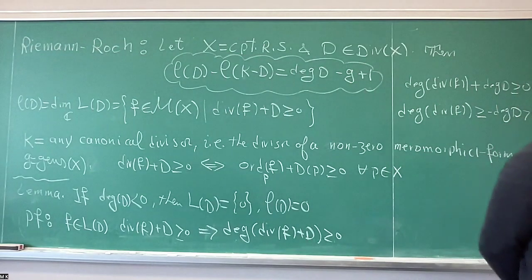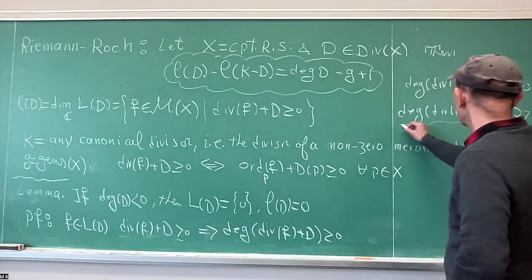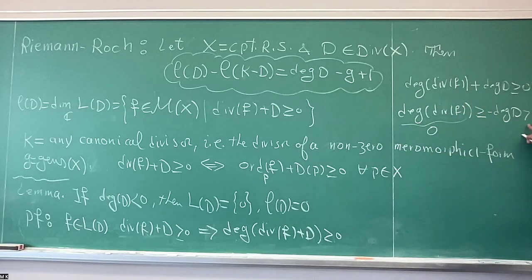Is that possible? Is it not always 0? The degree of divisor of any meromorphic function, we proved, actually we gave two proofs, that is 0. So this cannot be positive. So this is a contradiction, and that's what gives us the proof.